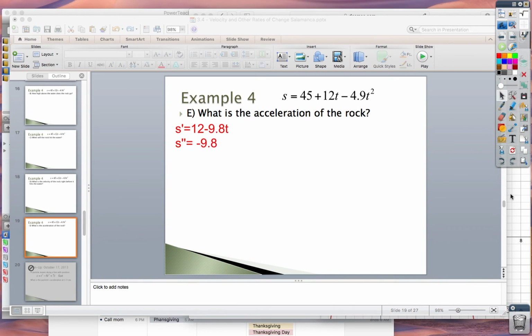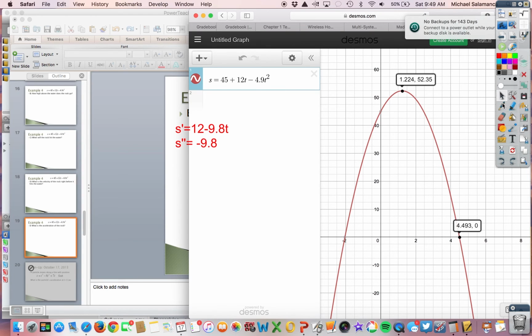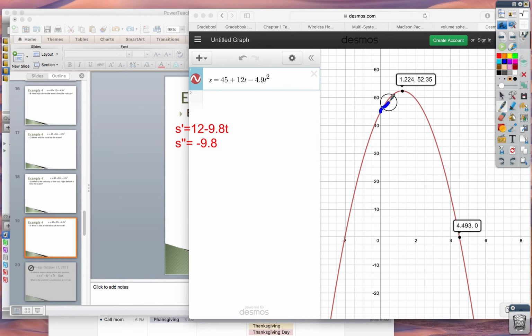So think for a second what that looks like. We threw the rock into the air. Went up, went up, went up. And then for a split second it stops when we reach our maximum, and then it starts to fall down. Well, the only thing pushing it down is gravity.